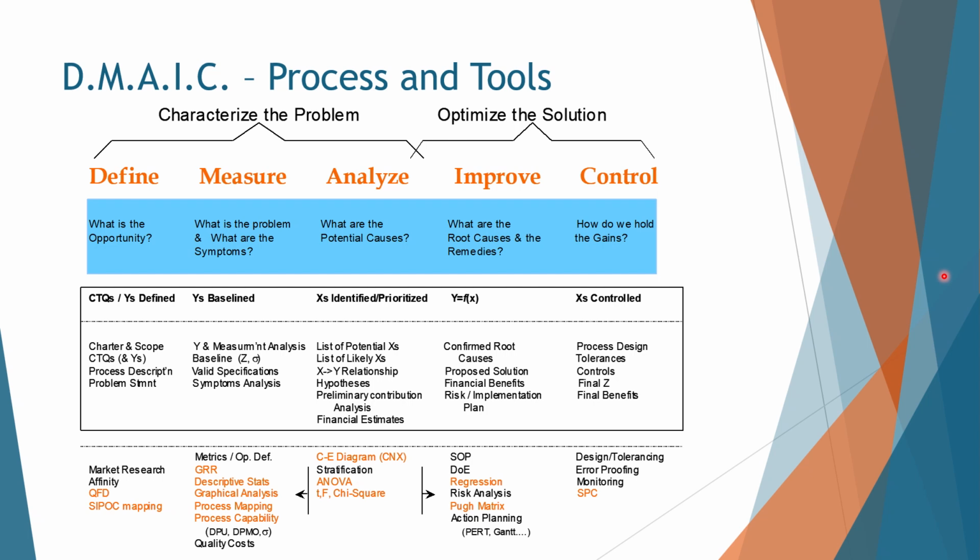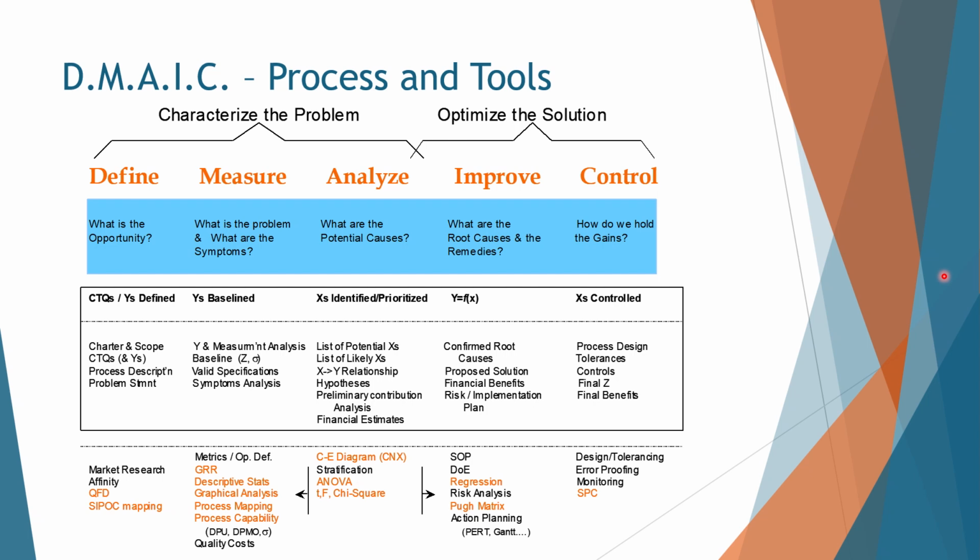Now for the analyze phase, you're going to list all potential X's, list of likely X's, the XY relationship, which in other words, if you guys remember your research methodology classes, is the impact of the independent variables on your dependent variables. You're going to have your hypothesis, your preliminary contribution analysis, and the financial estimates.